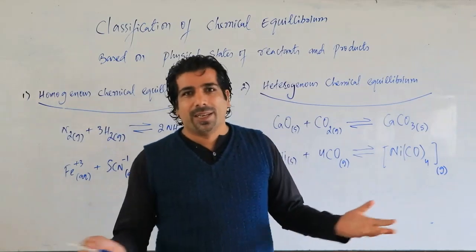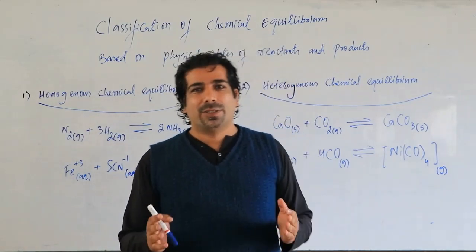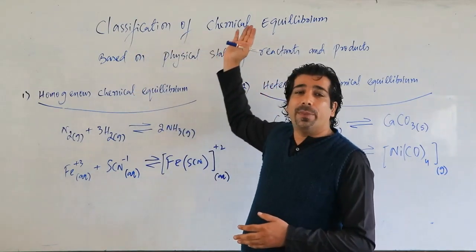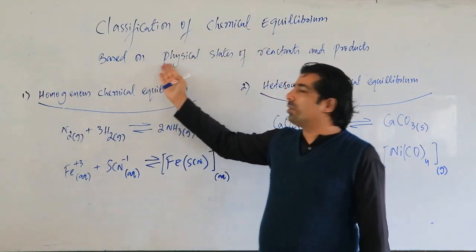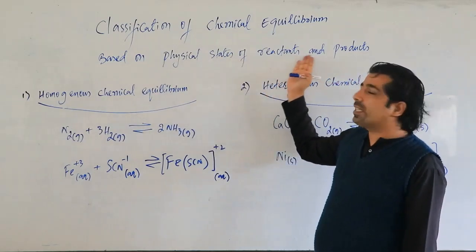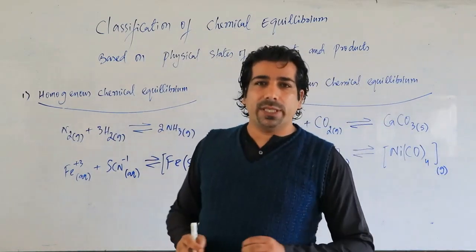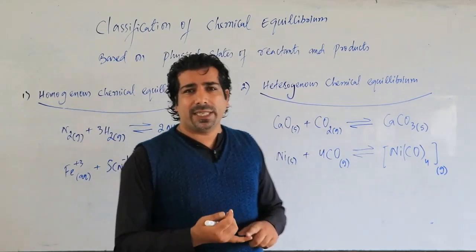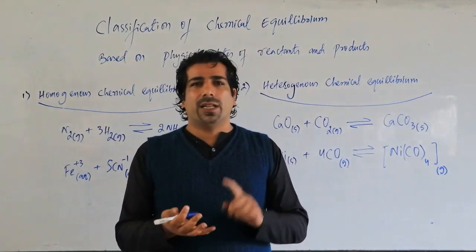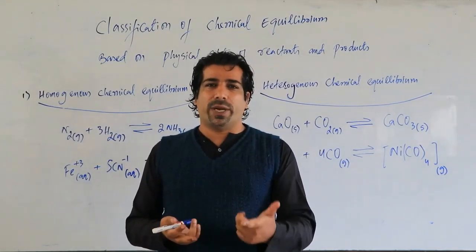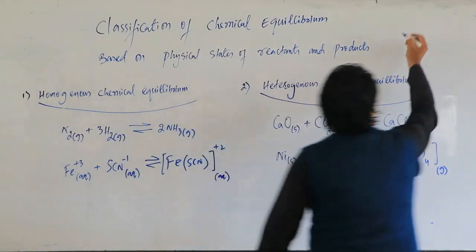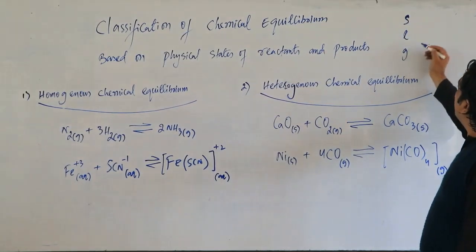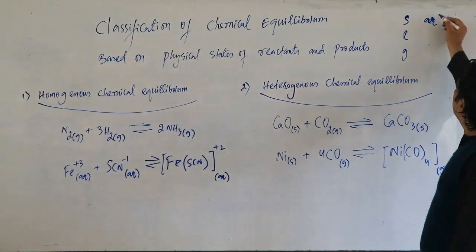So let us start our topic for today. We'll be dealing with classification of chemical equilibrium based on physical states of reactants and products. We have to see the physical states of reactants and products. Physical state here basically is solid, liquid, gas, aqueous. So we'll be looking into these things, whether your reactants are solid, liquid, gas, or you have an aqueous state, my dear friends.